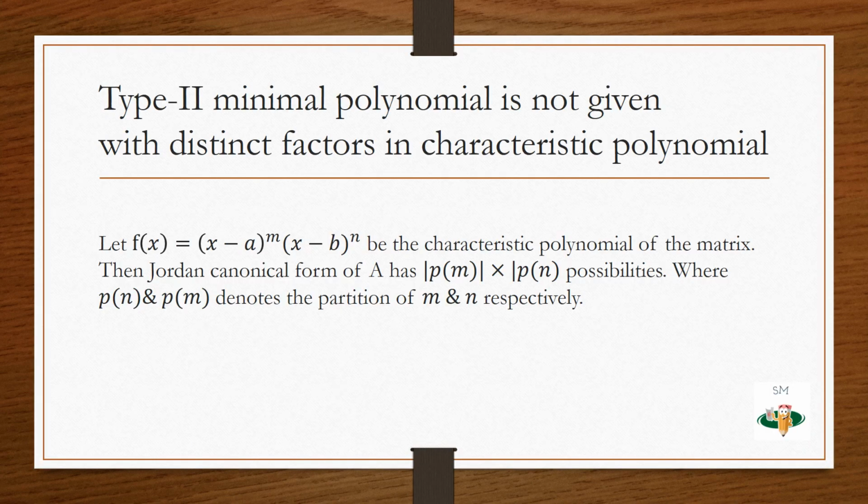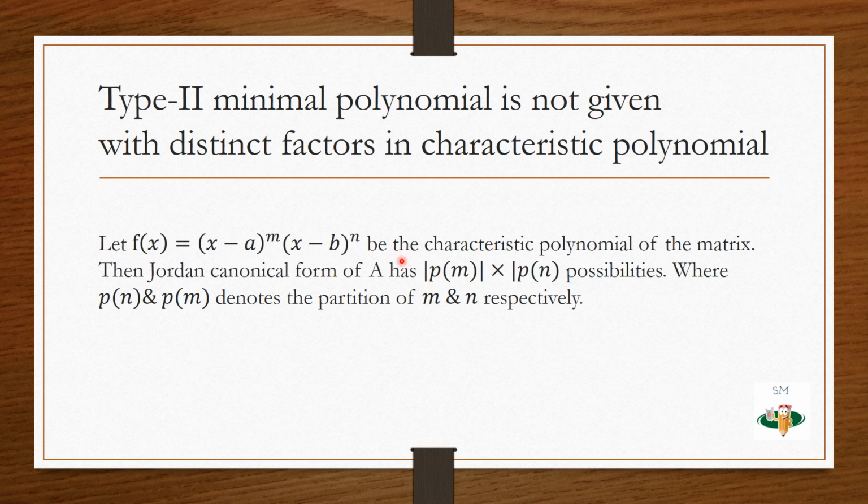Already we have discussed type 1, that is a single linear factor, but here you can understand what we are going to do in this topic. Type 2: minimal polynomial is not given, with distinct factors in the characteristic polynomial. Suppose the characteristic polynomial alone is given, let f of x is equal to (x minus a) whole power m, (x minus b) whole power n, like this. The minimal polynomial is another case. So here the minimal polynomial is not given, then what is the Jordan canonical form of the corresponding matrix?